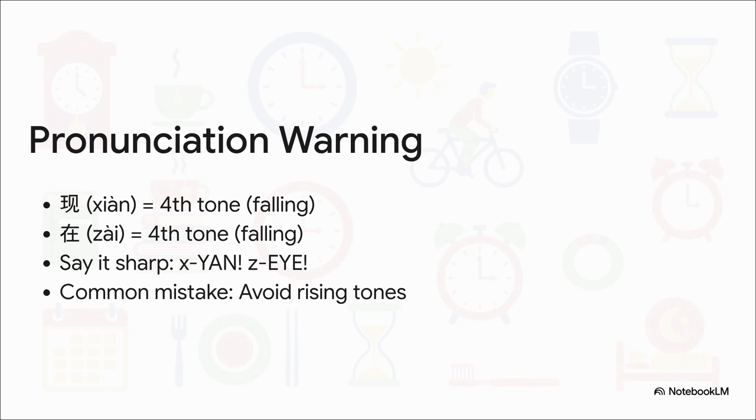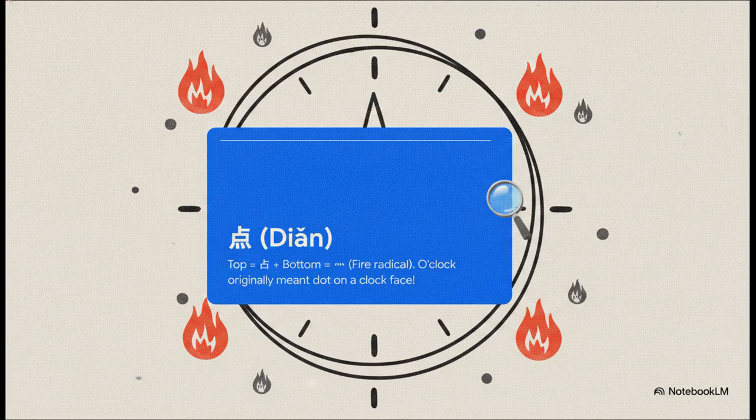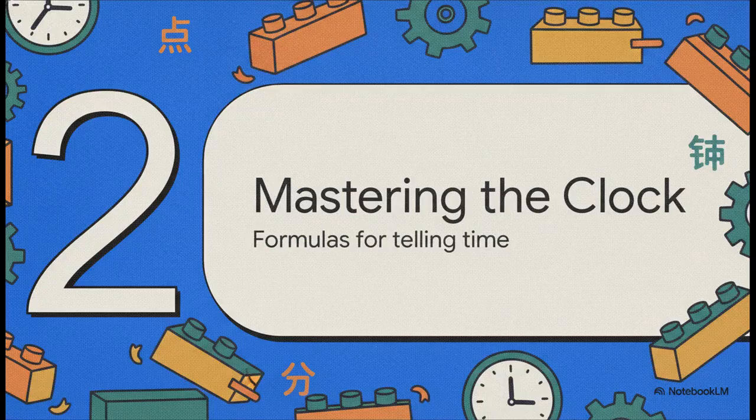现在. Finally, let's look at dian for o'clock. Notice those four little fire dots at the bottom? They perfectly mimic the dots on a clock face. The character originally meant dot or small spot, which honestly makes perfect sense when you're pointing out a specific spot or dot on the clock to tell the time. So, now that we have our blocks, let's assemble them in Section 2, Mastering the Clock.